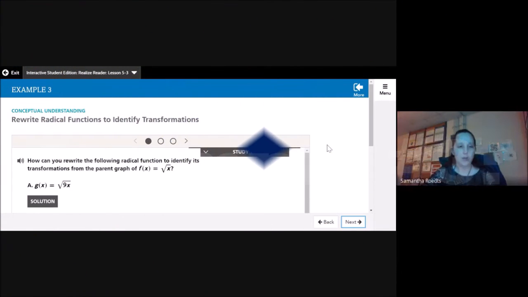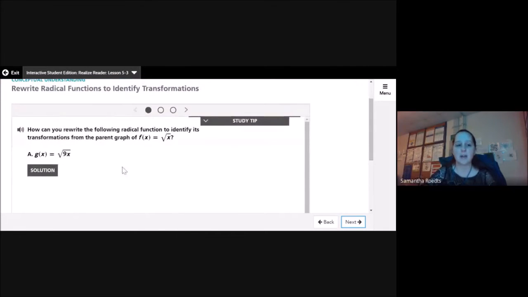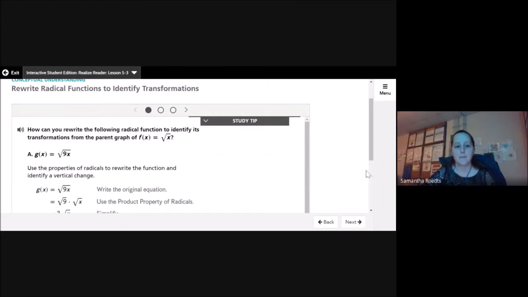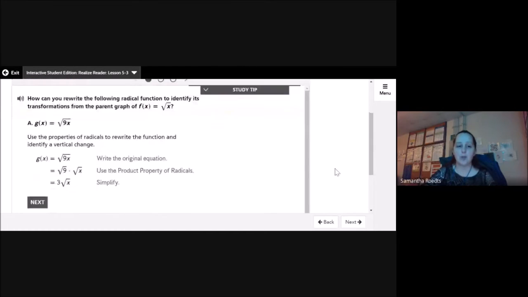All right, example 3, rewrite radical functions to identify transformations. How can you rewrite the following radical functions to identify transformations from the parent graph of f of x equals the square root of x? So I want g of x equals the square root of 9x. Use the properties of radicals to rewrite the function and identify a vertical change.